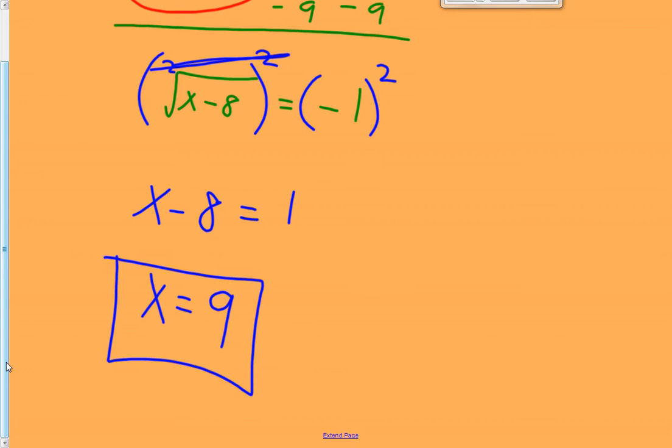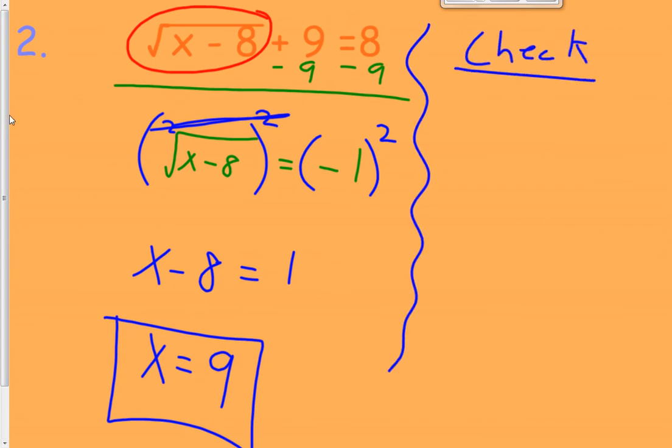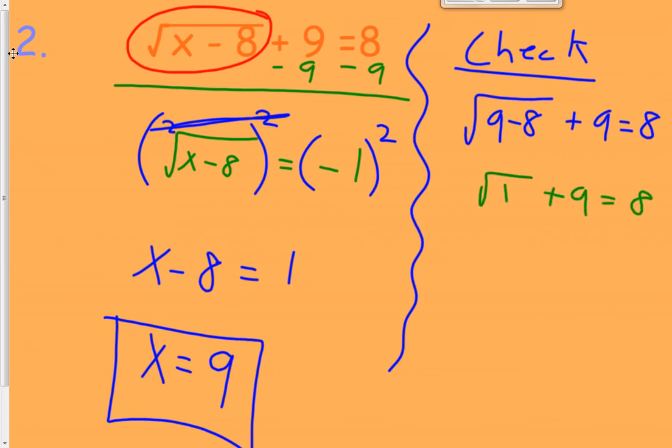This is my answer for problem number 2, but before I move on to problem number 3, let's check our work for extraneous roots. So as we check, it's going to be the square root of x minus 8 plus 9 equals 8, where we got the number to be 9 for x. So 9 minus 8 is 1, so now we get the square root of 1 plus 9 equals 8. The square root of 1 is 1, so 1 plus 9 equals 8, and we get 10 equals 8. What the world?